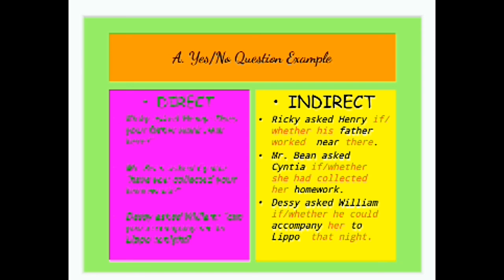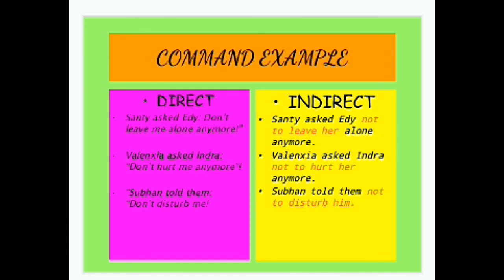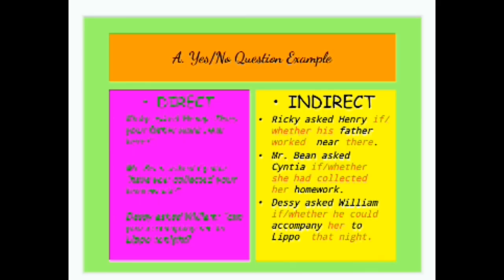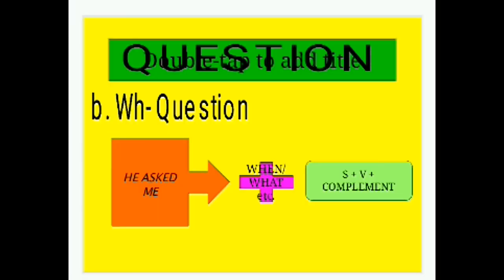And then Daisy asked Willem, can you accompany me to Lipo tonight? So here Daisy asked Willem if or whether he could accompany her to Lipo tonight. So here, for the yes or no question, we have to use if or whether. The connecting word is used as we change into indirect speech. And then we use it for the WH question. Here the connecting word is when or what, etc.